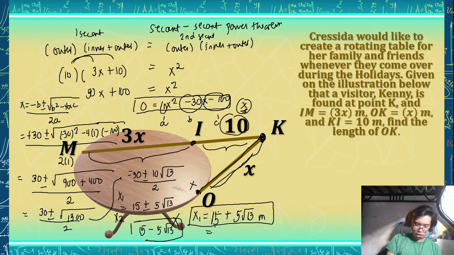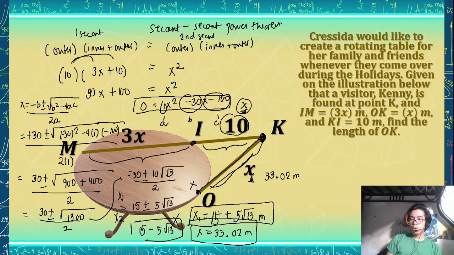That gives us approximately 15 plus 5 square root of 13, which roughly equals 33.02. Therefore, the value of x for this problem is equal to 33.02 meters. The distance between points O and K on the table is 33.02 meters. And that's how we solved this problem.